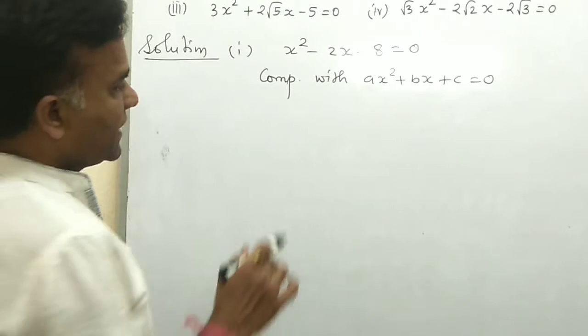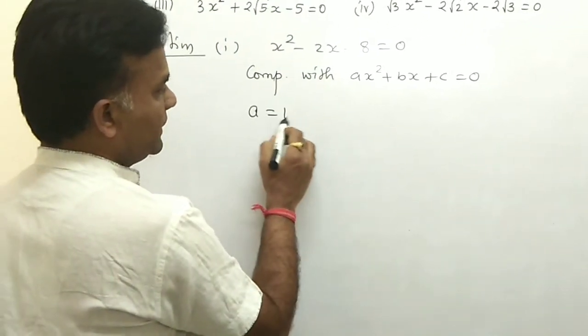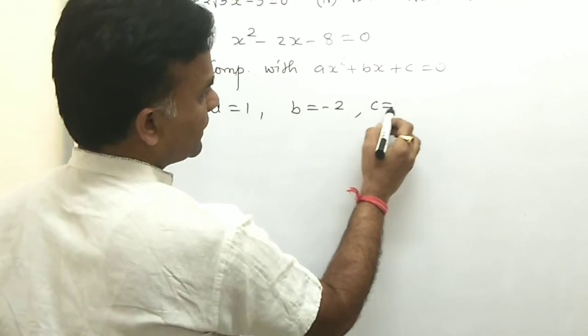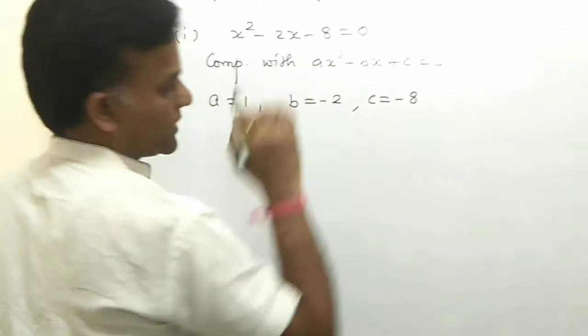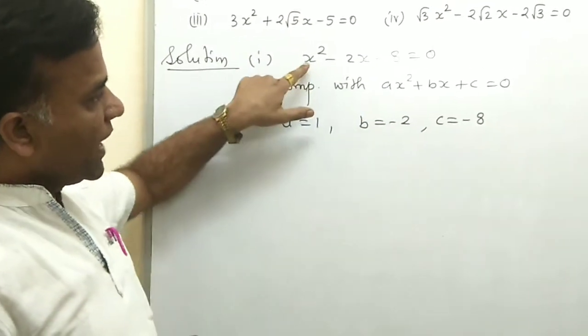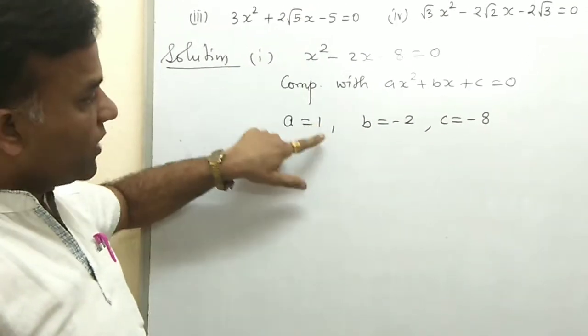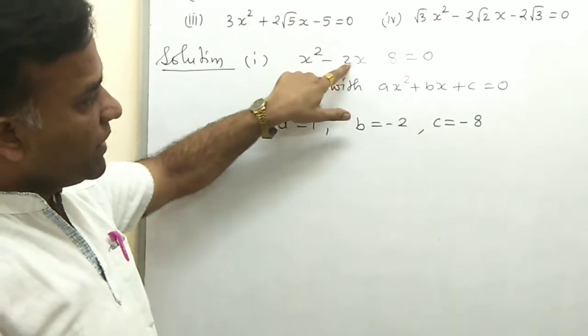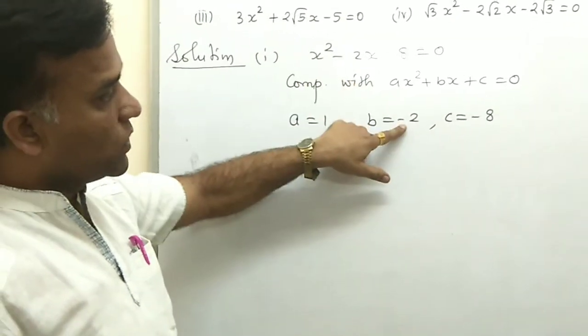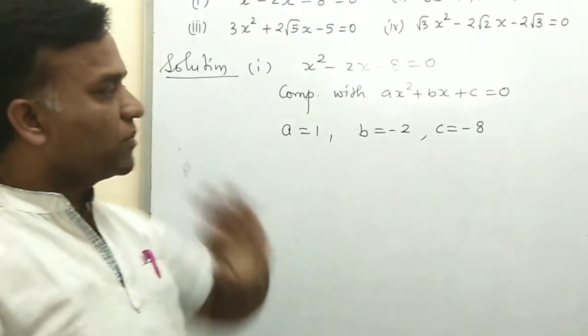So after comparison you got the value of a, that is 1, value of b is minus 2, you write down this sign, and then constant is minus 8. Always write all values with their sign nature. Like the coefficient of x square, nothing is written here, so you write 1, and the coefficient of x is minus 2, because the minus sign is before it, so you put minus 2, and the constant is minus 8.